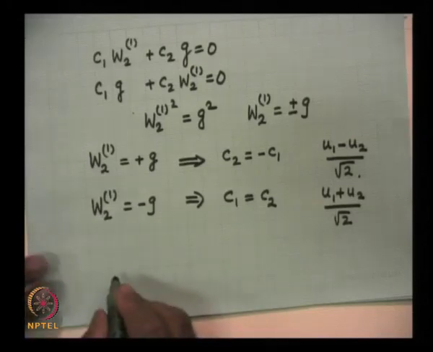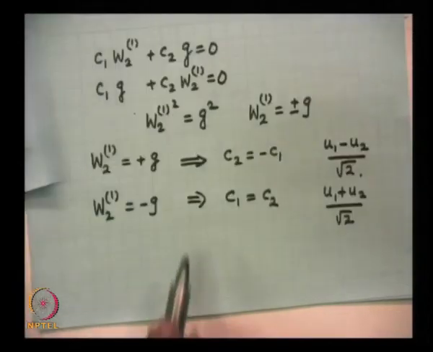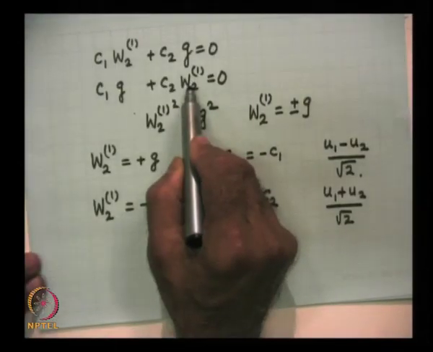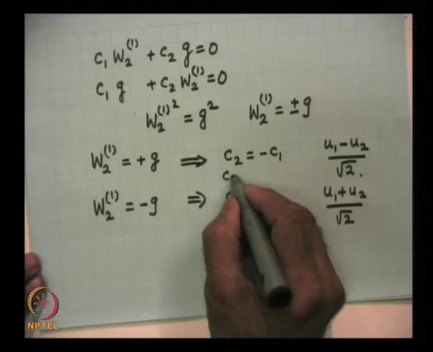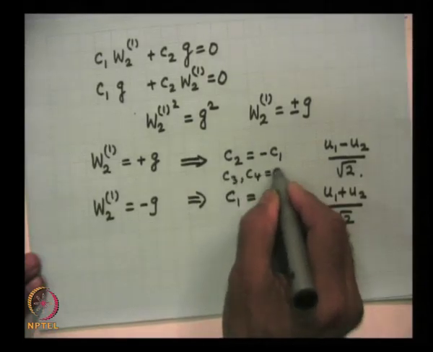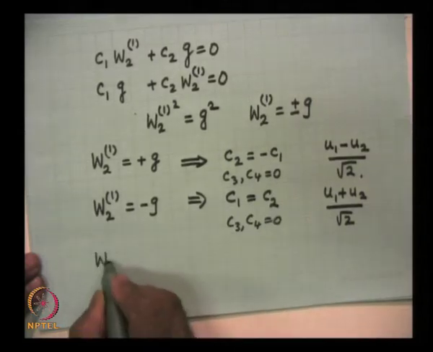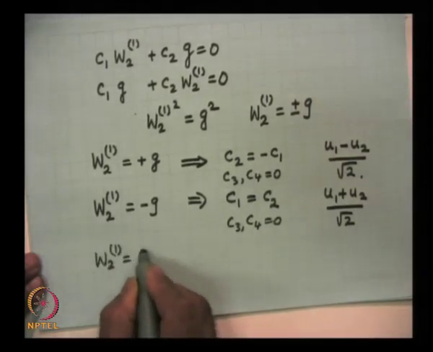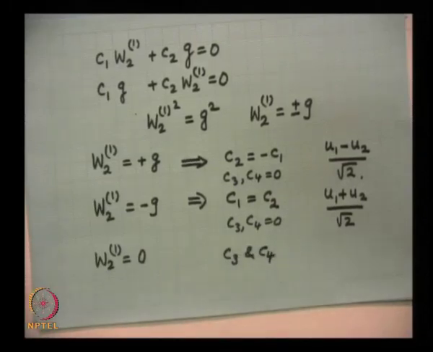Now, the other two equations tell us W21 is 0. If W21 is 0, then C1 must be 0, C2 must be 0. So, if W21 is plus G, then C3, C4 must be 0. The four roots are therefore: W21 equal to 0, then C3 and C4 can be arbitrary.